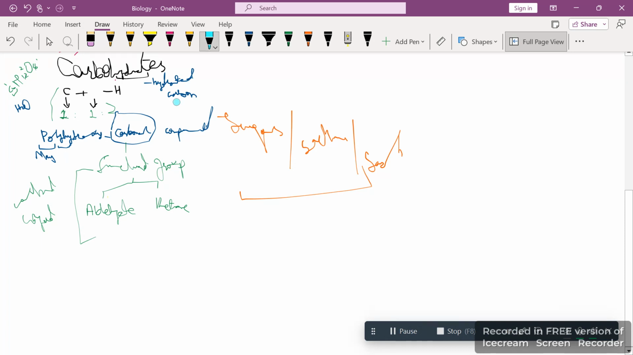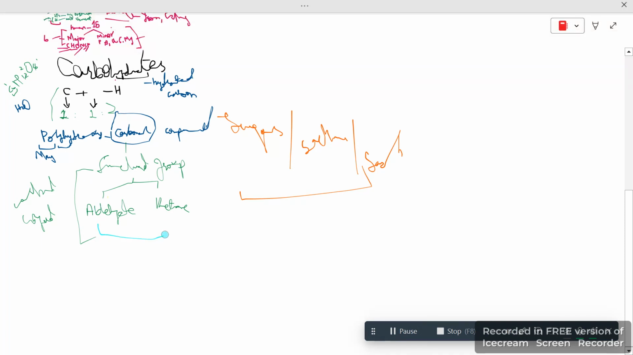And a very important point is that these both could never be placed together. If you see aldehyde, you won't see ketone in that chain, but if you see ketone, you won't see aldehyde. So we can say that these both together are never being used, whereas this is known as sugar, saccharum, and the saccharide.